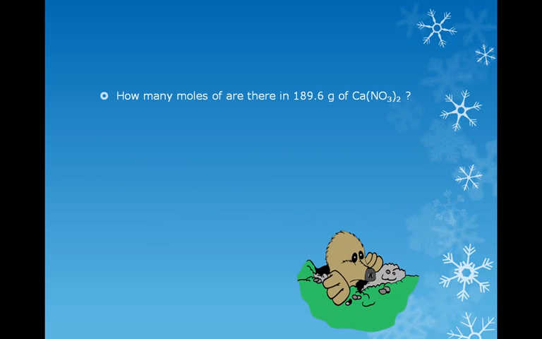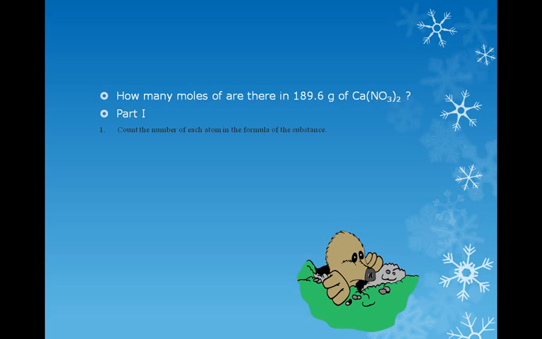Let's try another problem, only this problem is a reverse problem. Previously, we were trying to figure out the mass of a certain number of moles of a compound. Now we're going to do the reverse. We're going to find the number of moles there are in a certain mass of a compound. Part 1. Just like in the previous 2 problems, we're always going to start out with part 1 and find the mass of 1 mole of the compound.